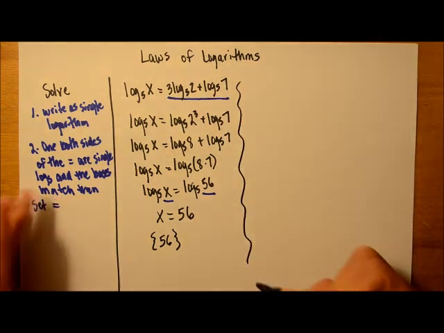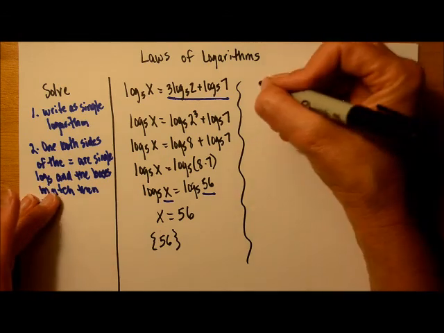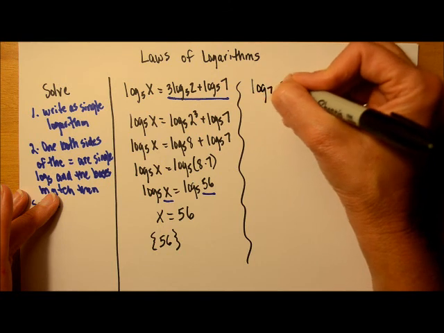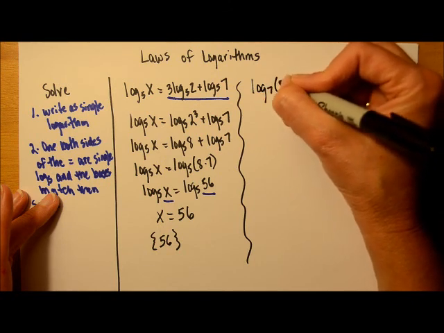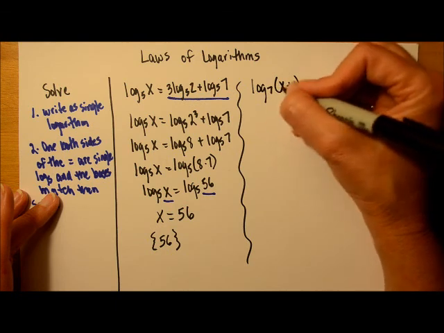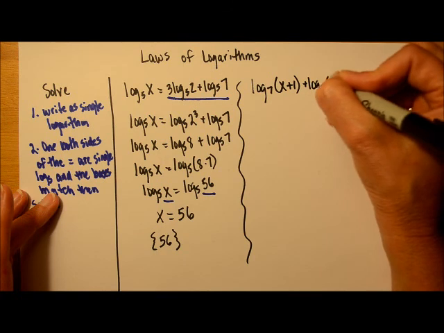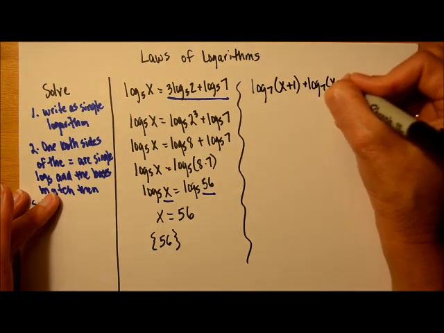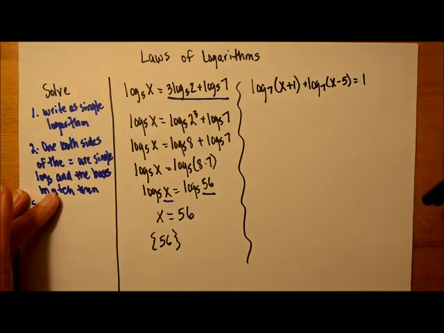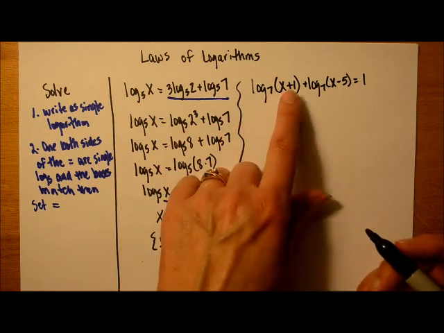Now this is a more extreme example. It's more difficult. But hang in there. This is the last one I'm going to torture you with, and we're going to do a bunch of these in class. So log base 7 of x plus 1 plus log base 7 of x minus 5 equals 1. Now, write as a single logarithm.